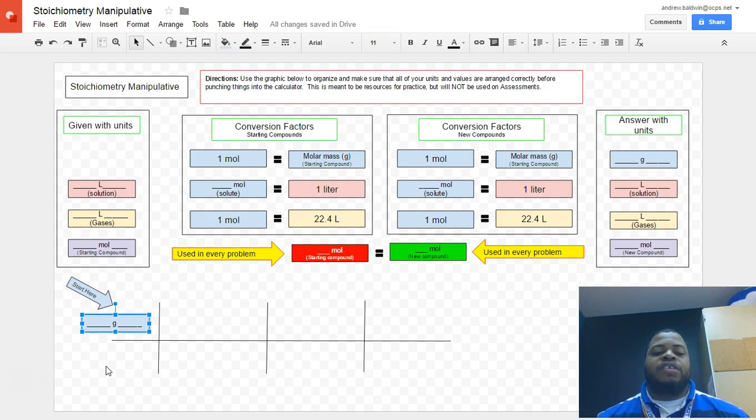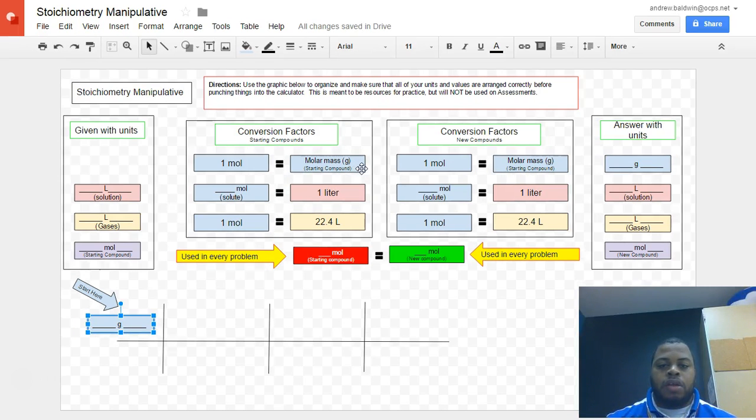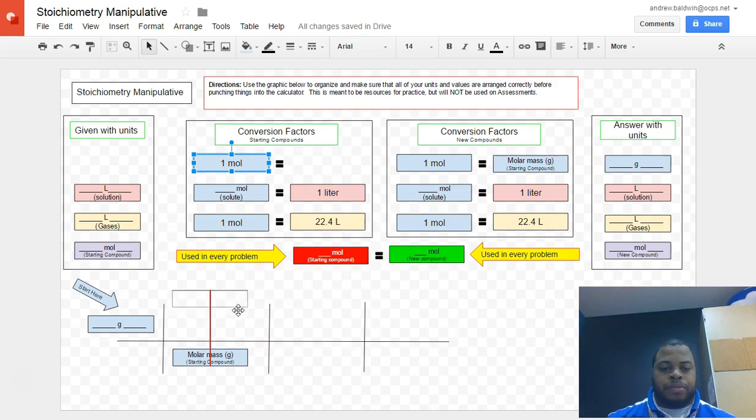Now, if I start off with grams, the first thing I'm going to need to do is convert it from grams into moles. That's always the first step. Well, of these three that are given to me, this is the only one that deals with mass. So I have grams here, so that means grams goes down. And of course, I'd have to find my molar mass, and 1 mole goes to the top. Now, this would allow me to make it from grams into moles of that substance.